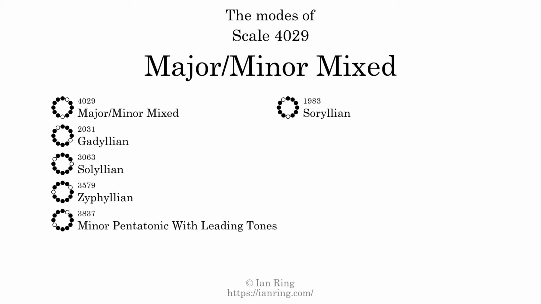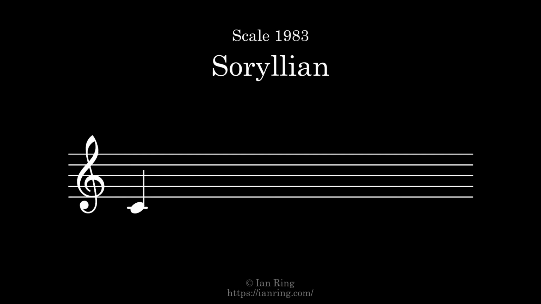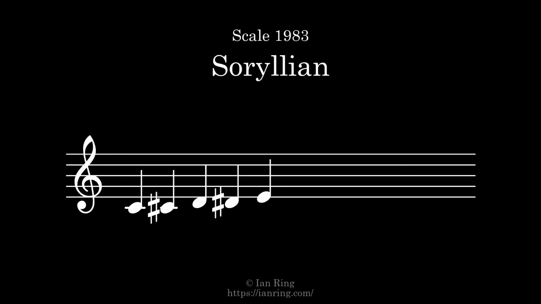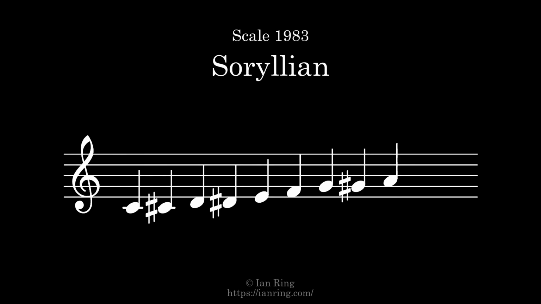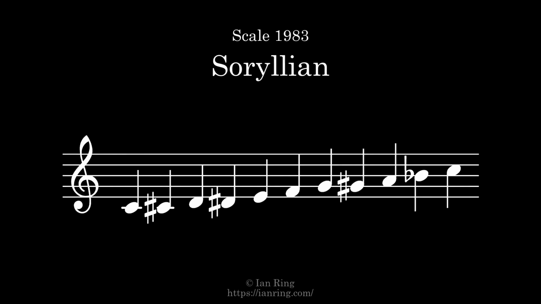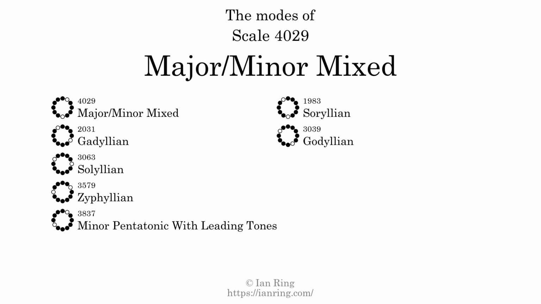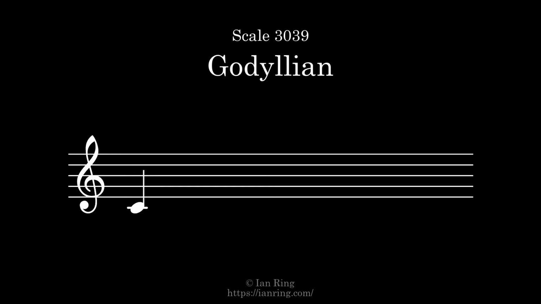The sixth mode is scale 1983, also known as Cyrillian. It sounds like this. The seventh mode is scale 3039, also known as Godillion. It sounds like this.